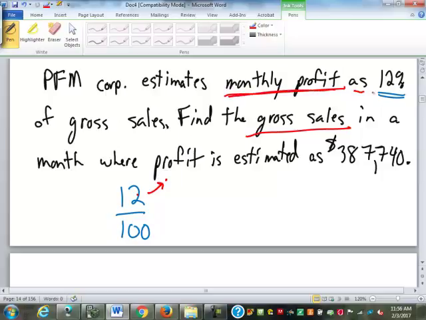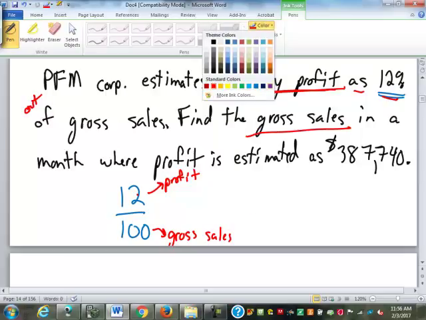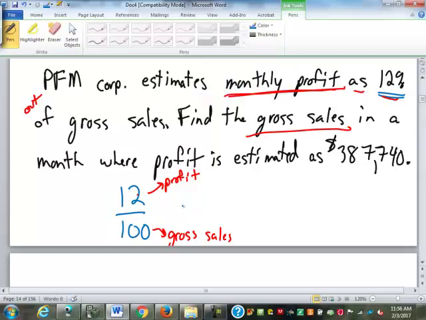Monthly profit as 12%. I think that is 12% of gross sales and is out of gross sales. So the 12% is the profit. The 100 is the gross sales. The gross sales is the bigger pool that we're looking at, and we're focusing in on 12% of that to be our profit. So once we've labeled our percent, once we know what the numbers mean within our percent, the rest of the problem comes together.